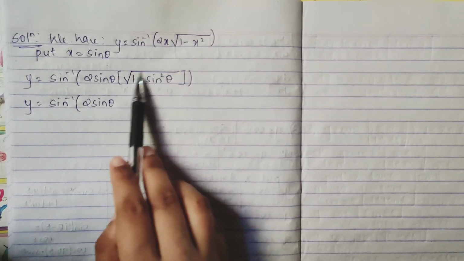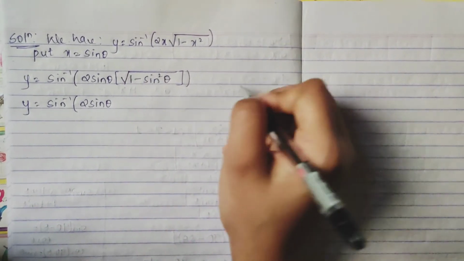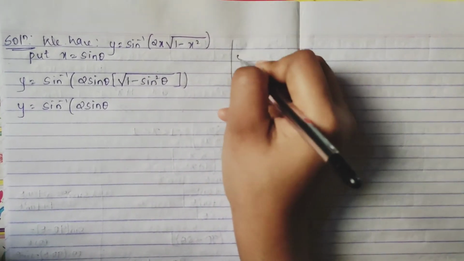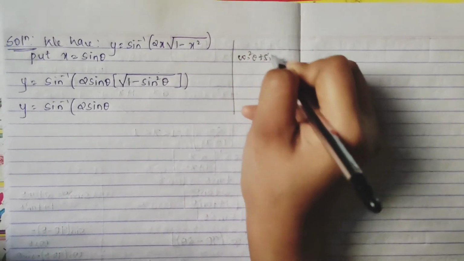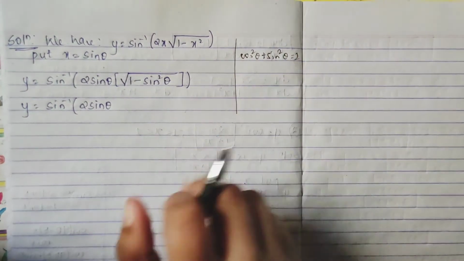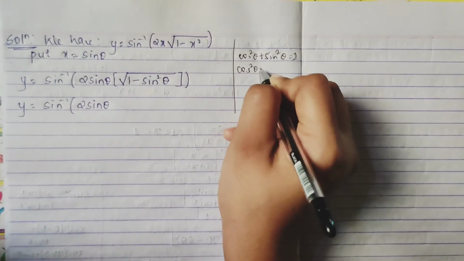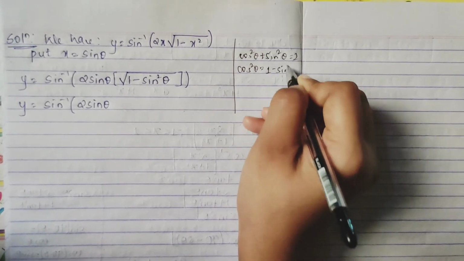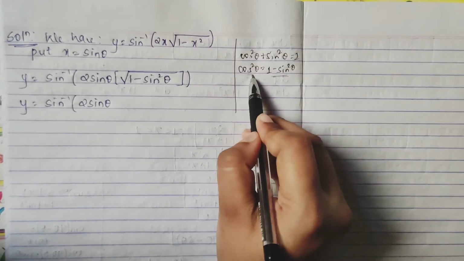So here you first solve inside: 1 minus sine square theta is what? You have the formula, right? Cos square theta plus sine square theta is equal to 1. If I take sine square theta to this side, I will be left with cos square theta is equal to 1 minus sine square theta. So 1 minus sine square theta is what? Cos square theta.